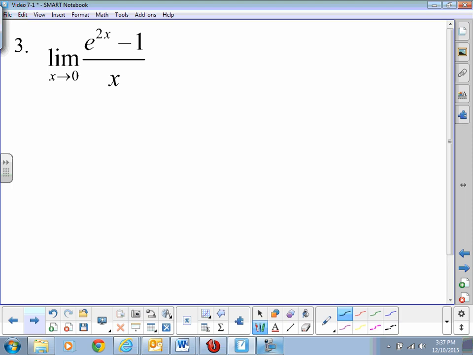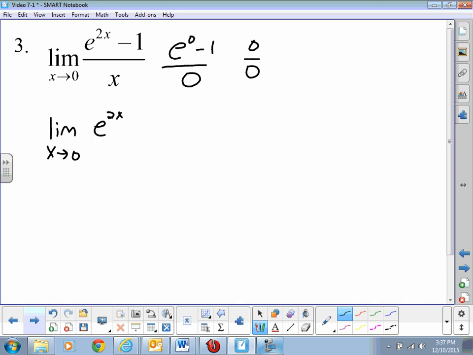Next example, when we sub 0 in, we'll have e to the 0 minus 1 over 0. Well, that's 1 minus 1, which is 0 over 0. This is an indeterminate form. Therefore, we can use L'Hopital's rule, bringing us to the limit as x approaches 0. Any e's derivative is just itself, so e to the 2x times the derivative of the exponent, 2, over our derivative on the bottom, which is 1. If we now sub in, this will be e to the 0 times 2 over 1, so this then is just 2.